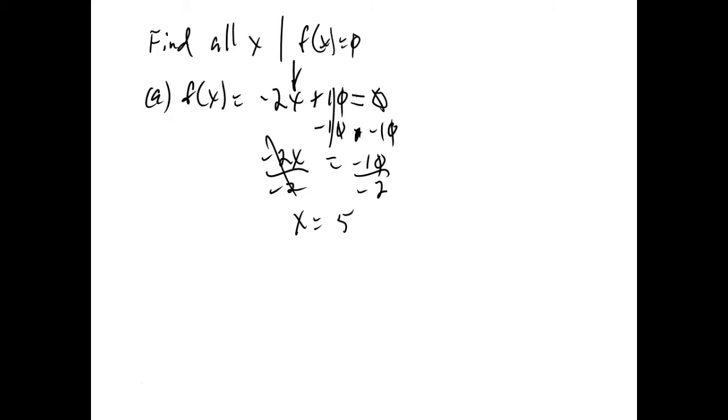Let's see if we did right. Okay? Here's your f of x. You plug in a 5. Negative 2 times 5 is negative 10, plus 10 is 0. Sure enough, that did it. And there was only one.